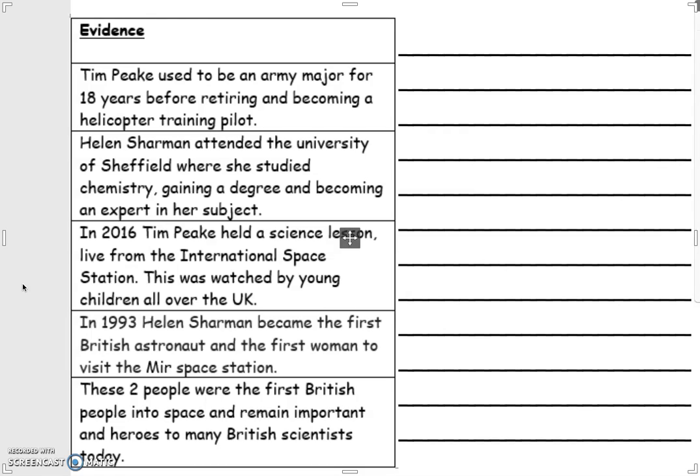It says Tim Peake used to be an army major for 18 years before retiring and becoming a helicopter training pilot. Next to that, I want you to tell me why that means he was influential, why that meant he was such a good astronaut, why that meant he was a good pick to be an astronaut, okay?